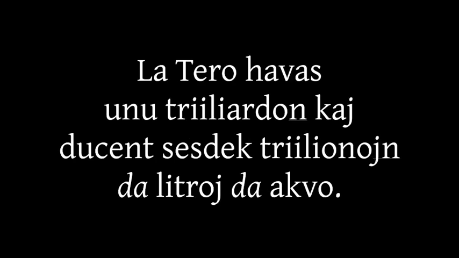Okay, here we go. La Tero havas, the Earth has, unu triiliardon. Remember, the triiliard is what we have, so it gets the accusative N ending. Kaj ducent sesdek triilionojn. I have 1 trilliard and 260 trillions. Da litroj, of liters. Da akvo, of water. I have to use da twice. I have large numbers made up of liters, and the liters in turn are made up of water. La Tero havas unu triiliardon kaj ducent sesdek triilionojn da litroj da akvo.